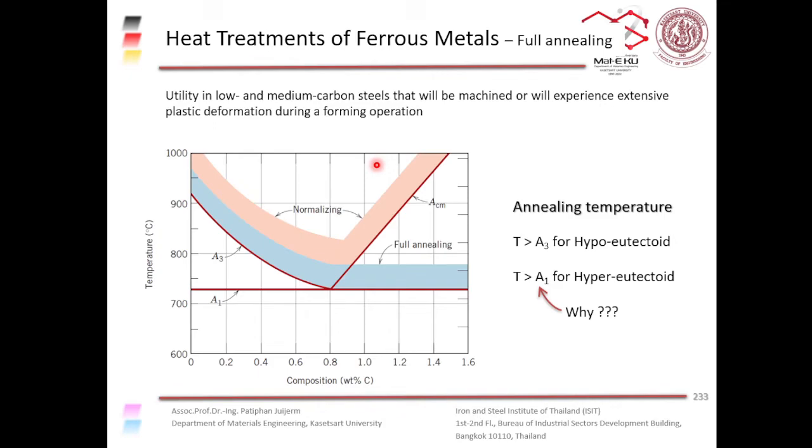Okay. Full annealing process is a process that we use to change the microstructure of a piece of steel. Okay, let's have a look at how we perform the process first, and then we'll look at why it is useful and what we do it for, right?